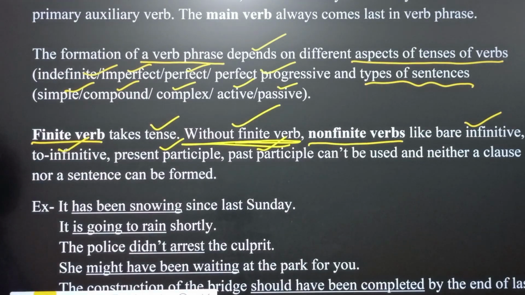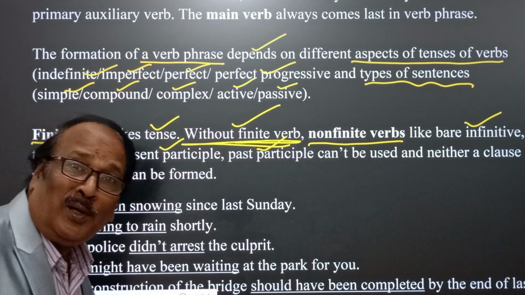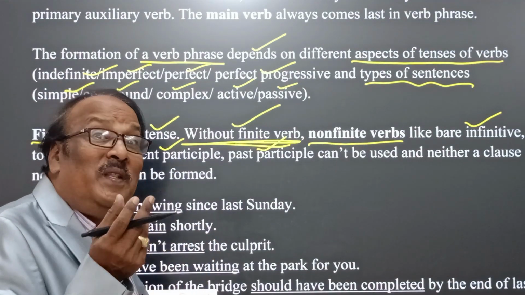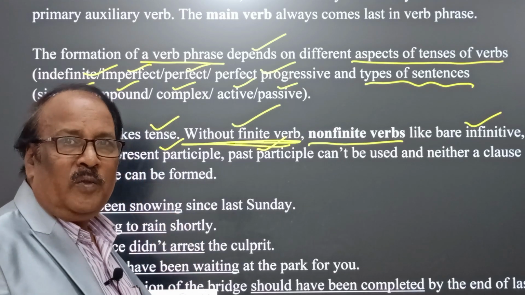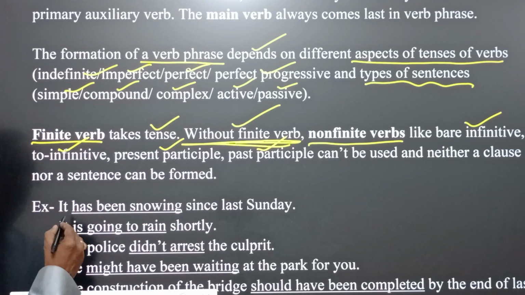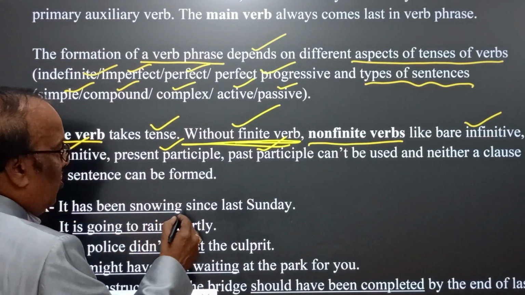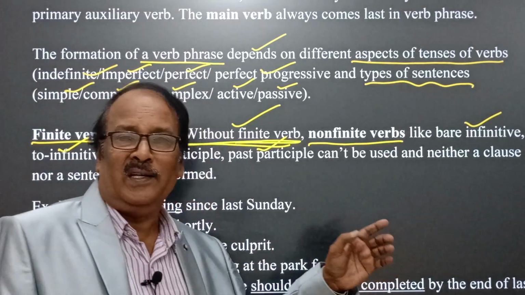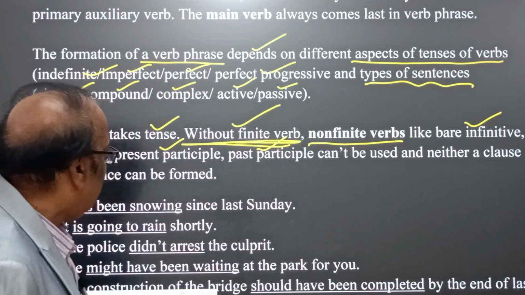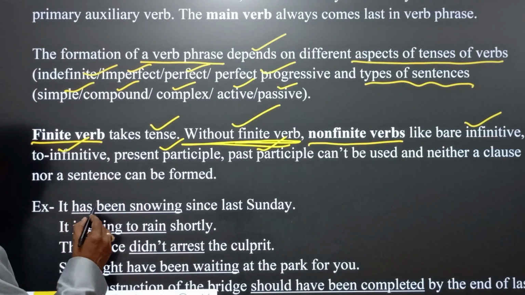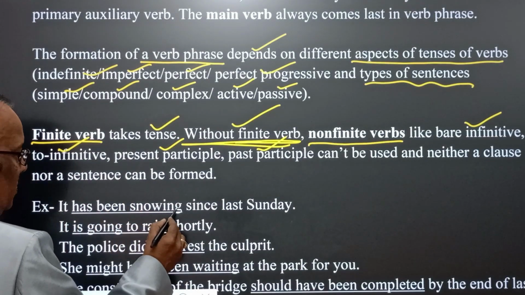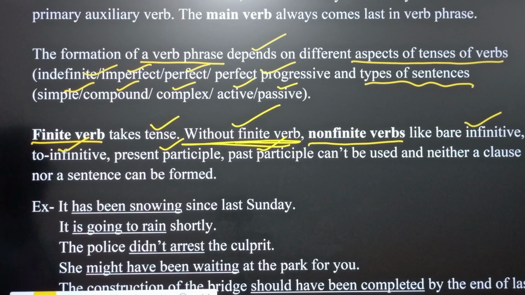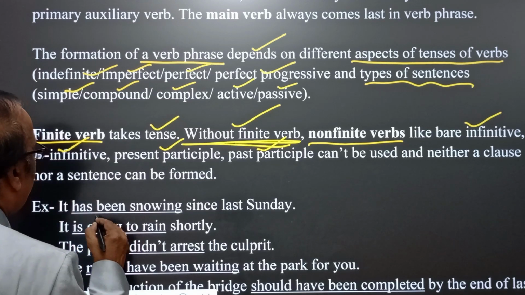Here, it has been snowing since last Sunday, as we have discussed. Now let's see the idea in connection with verb phrases. Remember, it has been snowing since last Sunday. This is a simple sentence, and the verb phrase here is has been snowing. Here, three verbs have formed a phrase, that is a verb phrase.